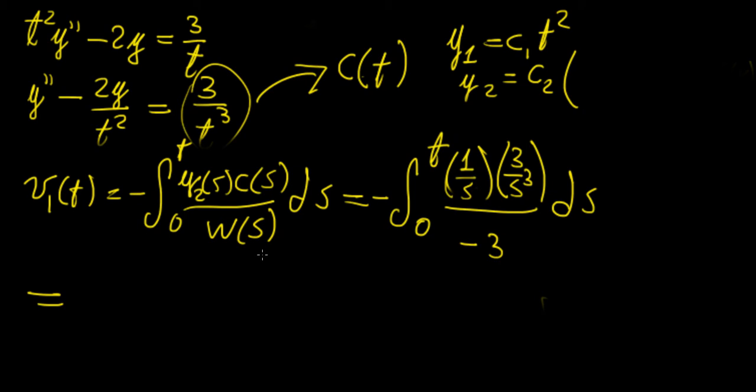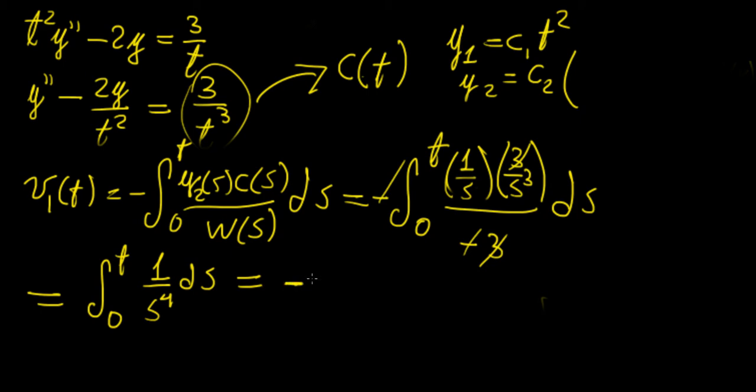Okay, so let's see what we get. Well, this cancels out with that, this goes with this, so in the end we have the integral from 0 to t of 1 over s to the power of 4 ds. And simply enough, this should be a very straightforward integral. So what we're going to get is minus 1 over 3t cubed. There's no constant of integration because this is a definite integral.